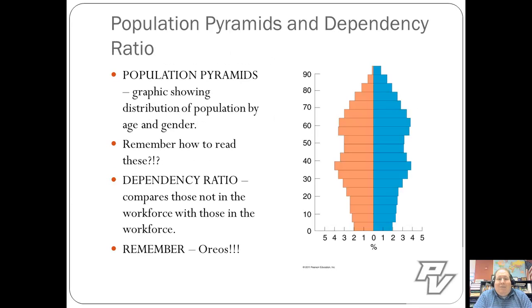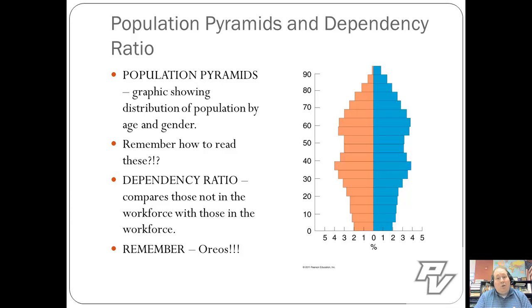Population pyramids. I know y'all enjoyed reading and trying to figure out and interpret what these look like. But again, these are graphics that show the distribution of population both by age, which you'll see from top to bottom, and by gender, typically women on the left and men on the right. Remember that each bar represents a group of 5-year-old cohorts. So the bottom cohort is from 0 to 5, then 5 to 10, 10 to 15, and so on and so forth. Remember that the bigger and more like a pyramid it looks, the more likely that it's a stage 2 style country.